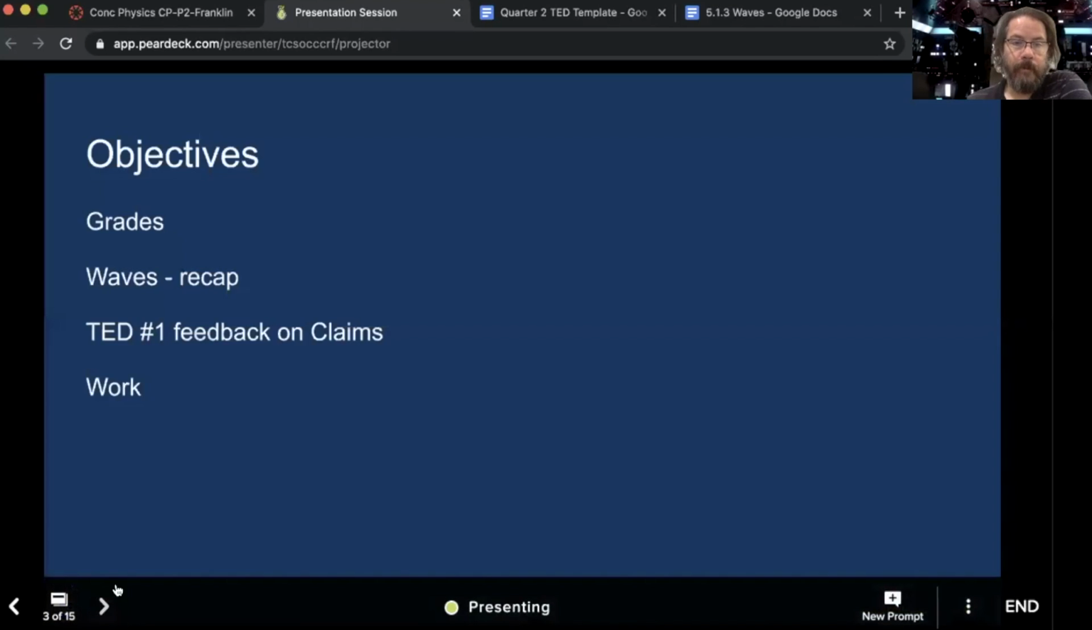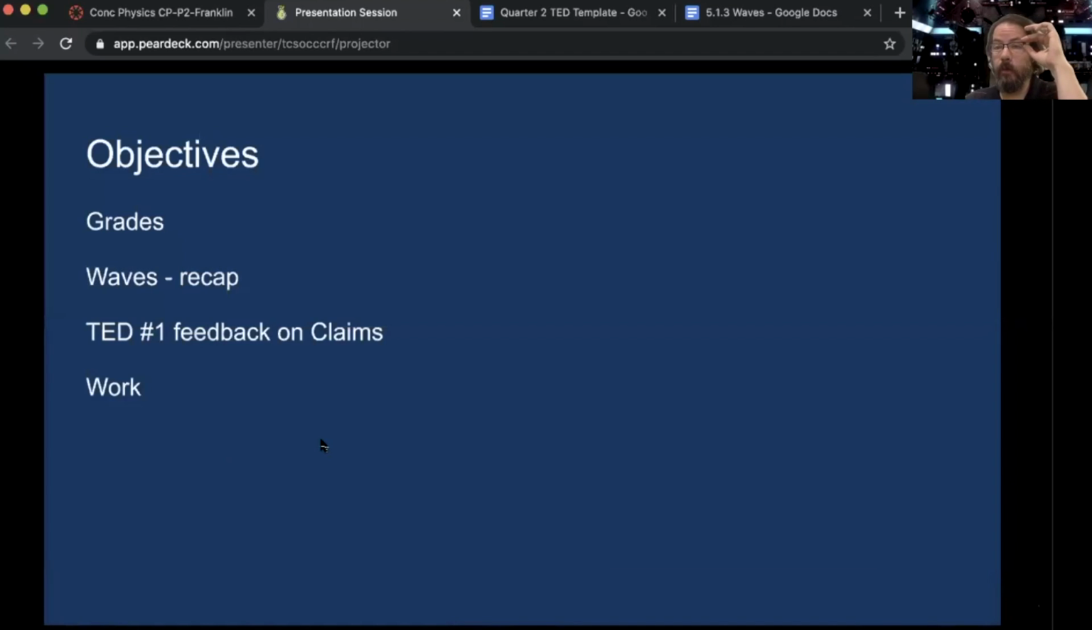All right. So our objective for today, we are going to talk about grades. We're going to talk about all kinds of parts for waves. We're going to basically come up with a set of rules for identifying the parts of a wave.